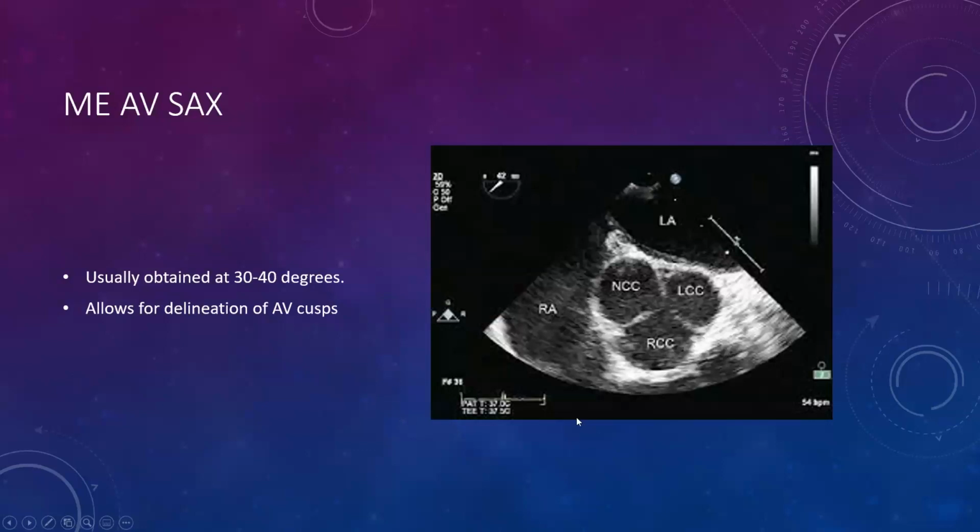The orthogonal view to that is going to be your mid-esophageal aortic valve short axis, usually obtained from 30 to 40 degrees. One of the things that's often tested on anesthesiology in-training exams and board exams is they'll give you this image and ask you to identify the coronary cusps. I don't know if that is tested on other specialties, but it is something that can be useful.